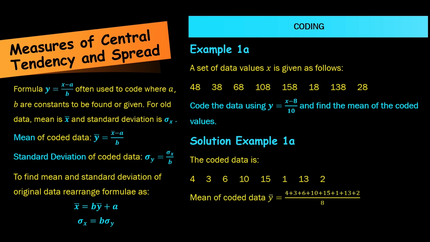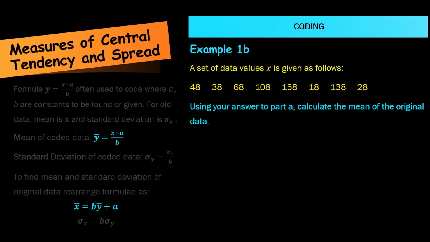So the mean of the coded data, and notice now that the values are so much simpler, it's going to be easier to find. So the mean of the coded data is all of these values added up and then divided by 8, because there are 8 values. So the mean is 6.75.